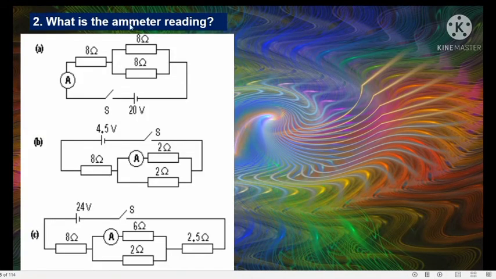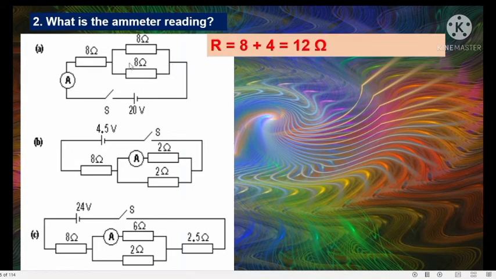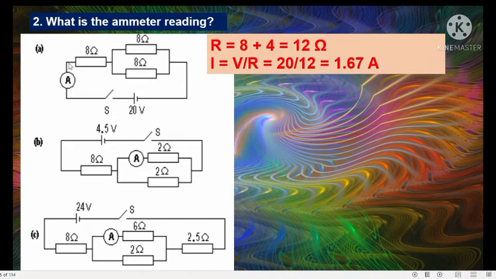Okay, number 2, what is ammeter reading when the switch is closed? Same thing, for the first part, you need to find effective resistance. Parallel part, effective resistance is 4 ohm. So for the whole circuit is 8 plus 4, 12 ohm. Total current flow is total voltage divided by effective resistance. So total voltage 20 divided by 12. So we get 1.67 ampere. So that one is reading of ammeter or total current.